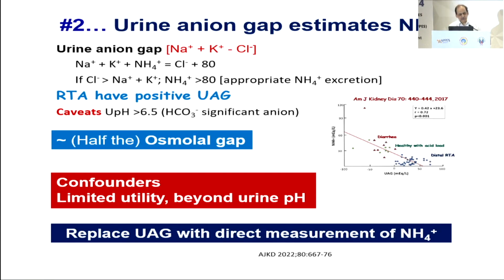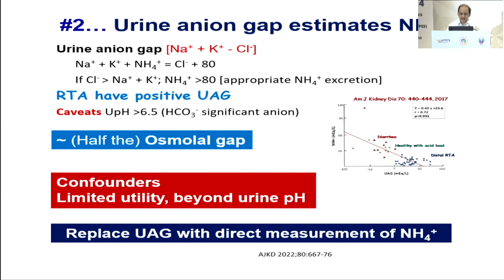The other test that's been discussed a lot is the urine anion gap. And please remember that the urine anion gap is really an estimate of the urinary ammonium, because you do know that the anions are equal to the cations, and the chief cations are sodium, potassium, and ammonium, and the chief anion is chloride. Bicarbonate becomes an important anion only once the pH of the urine is more than 6.5. So that's a caveat here.